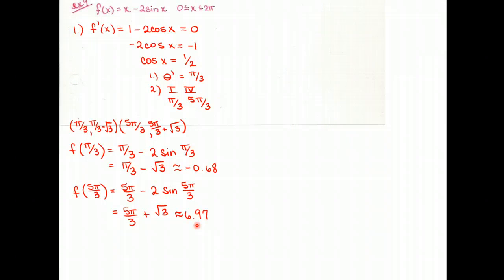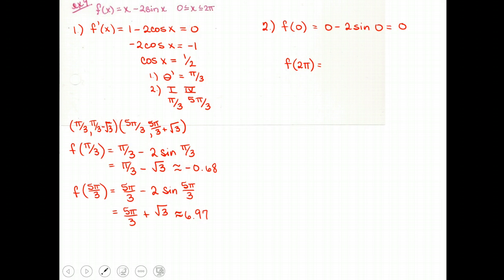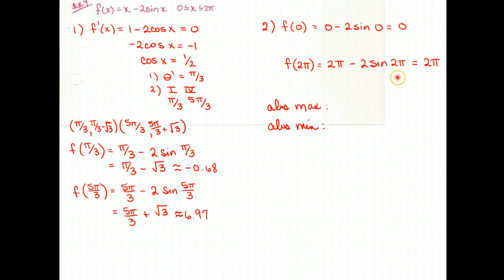Step number 2, we got to do the same thing with our endpoints, right? We have to take the endpoints 0 and 2 pi and plug those into our function and find y values. So if I take 0 and I plug it into my function, that'd be 0 minus 2 sine 0. What's the sine at 0? 0, right. So I'm going to get 0 minus 2 times 0, so that would just give me 0. Similarly, I'll plug in 2 pi. So that would be 2 pi minus 2 sine 2 pi. Sine 2 pi is 0, so that would be 2 pi minus 0, so just 2 pi or 6.28.